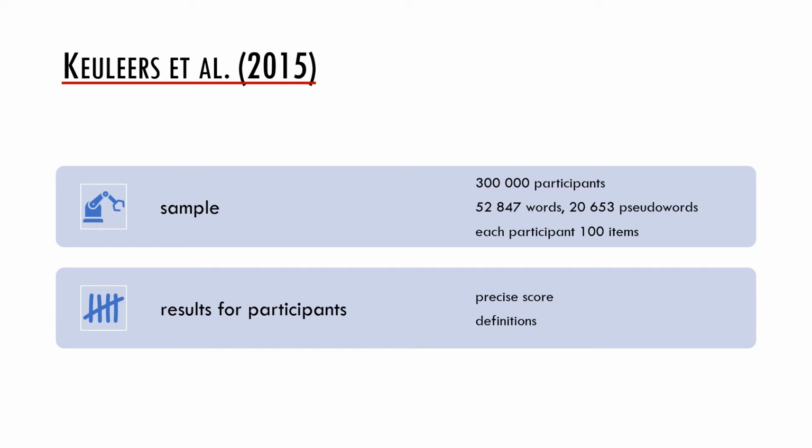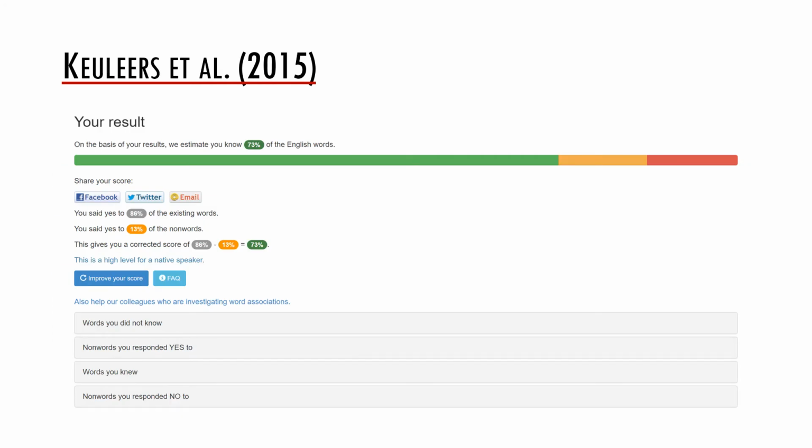Each participant was shown 100 items, from which a part were the non-words. The whole test took about 5 minutes, and each participant was given a precise score and definitions of all words in the test. On this slide you can see a screenshot of the results. You get an estimate of the proportion of words you know and how it was calculated. Below there are links to the words you did not know, words you knew, and also to the non-words. Importantly, based on the answers of so many people, it was possible to model the influence of various factors on the size of the vocabulary.